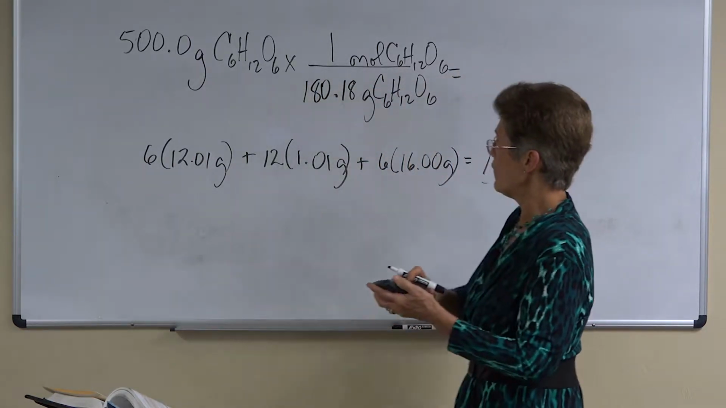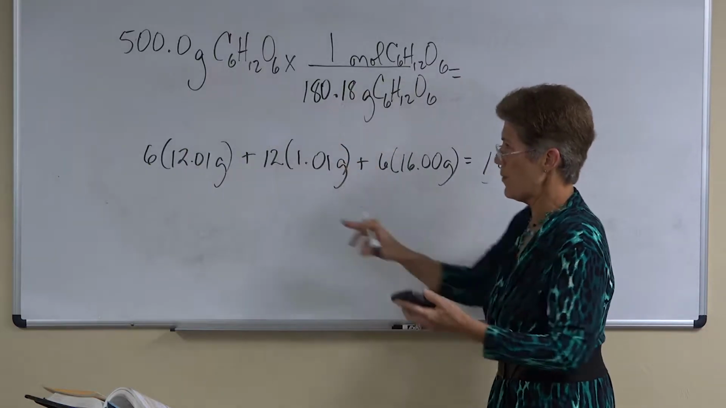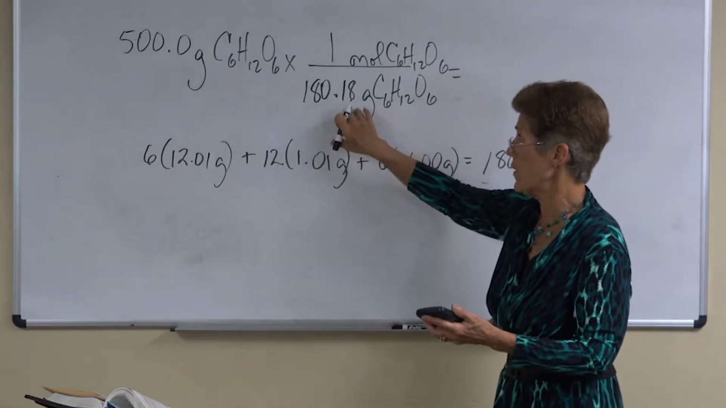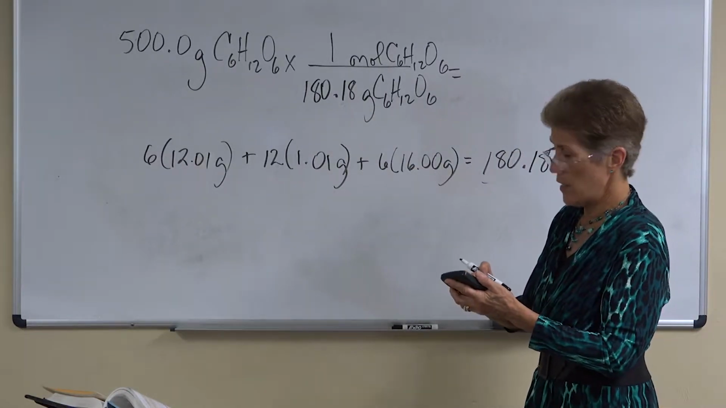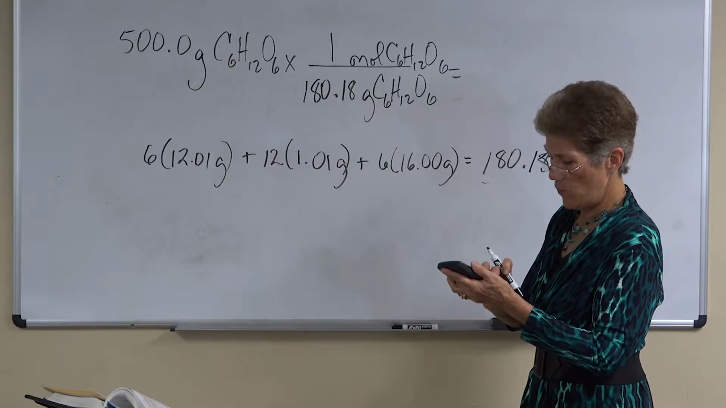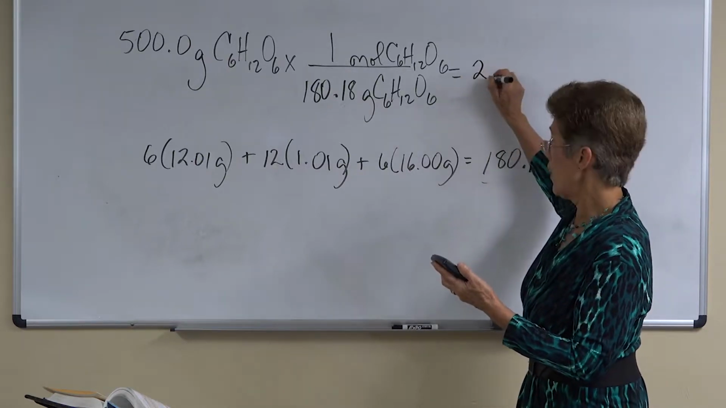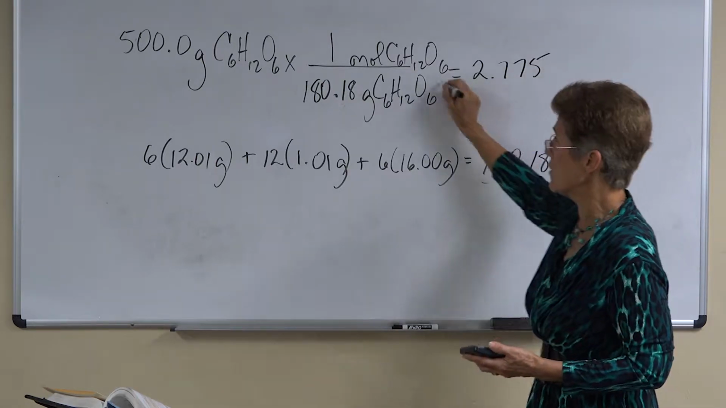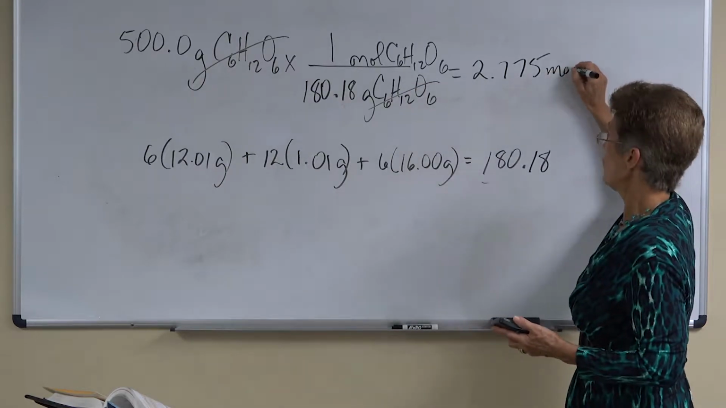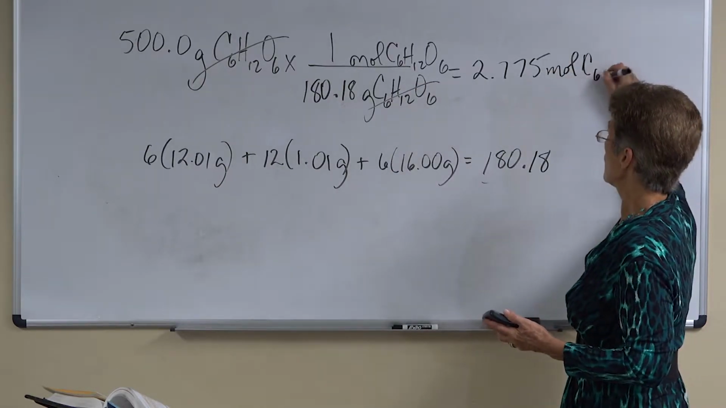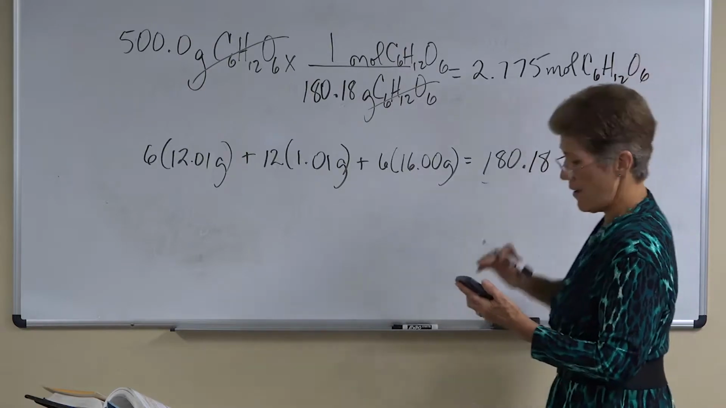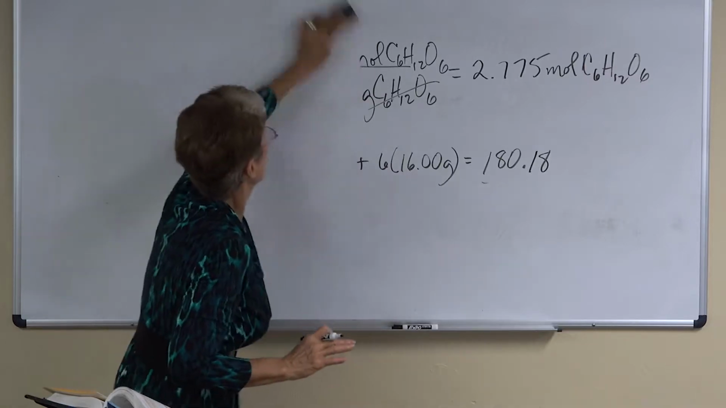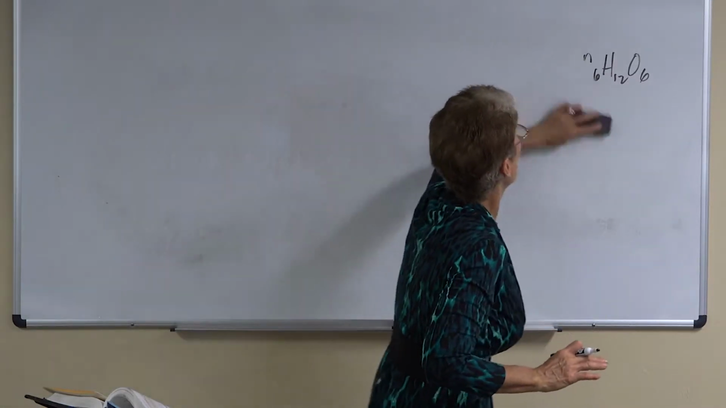180.18. So we have 5 significant figures there, 4 there. Remember, we just take it to the hundredths place because they all go to the hundredths place. That's why we ended up with 5 here. So we go 500 divided by 180.18 equals 4 significant figures, 2.775. The next digit is 0, so I'm in good shape. Moles of glucose. So there we have the moles of glucose. Let's do the other way. And we start with moles and we can figure out how many grams.